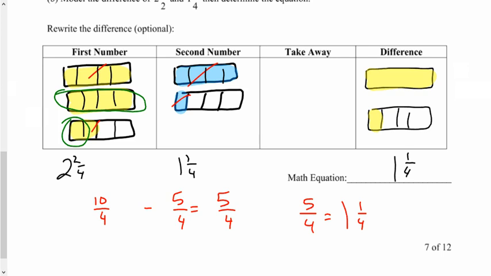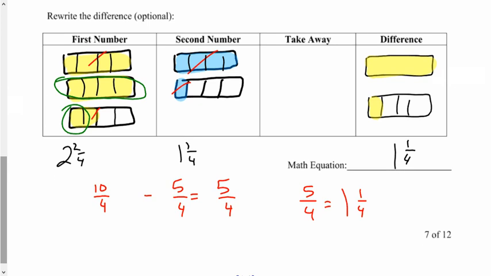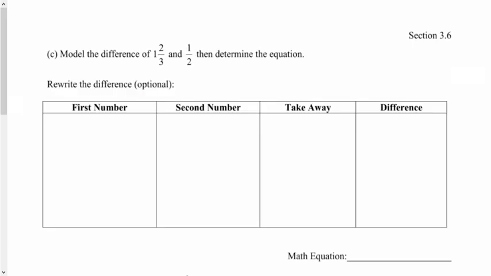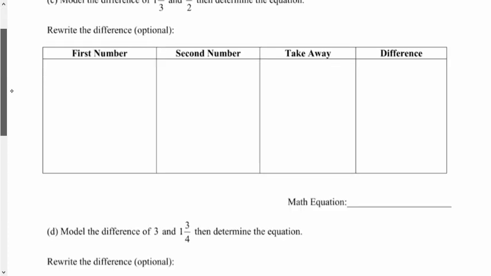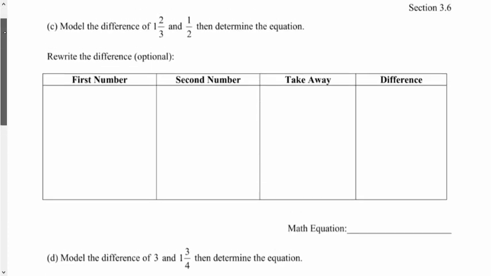Okay? All right. Let's go ahead and take a look at a few more now. Why don't you go ahead and try this one? See if you can model it. We've got 1 2/3 and 1/2. And I'm going to go ahead and just pause it here. Try to do your own, and then come up with your answer, and I'll get the answer written up here.